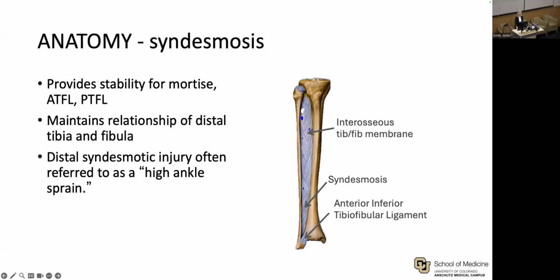And then there's the syndesmosis. It's made up of a series of ligaments that sort of help provide stability for the mortise. It maintains that relationship between the distal tibia and the fibula. It's kind of right down here. And a syndesmotic injury is often referred to as a high ankle sprain, which I'm sure you guys have all heard of. And it's really important to differentiate between a regular ankle sprain or a high ankle sprain, because this is something that often requires surgery because it creates some instability of that ankle joint.